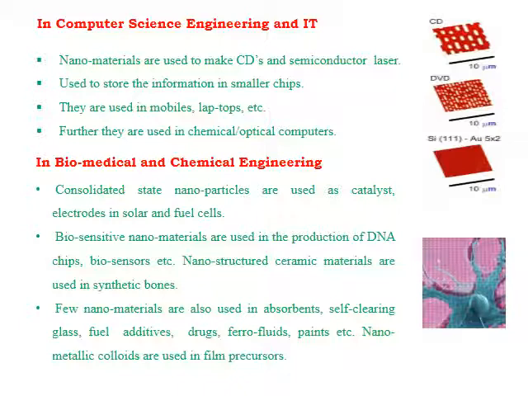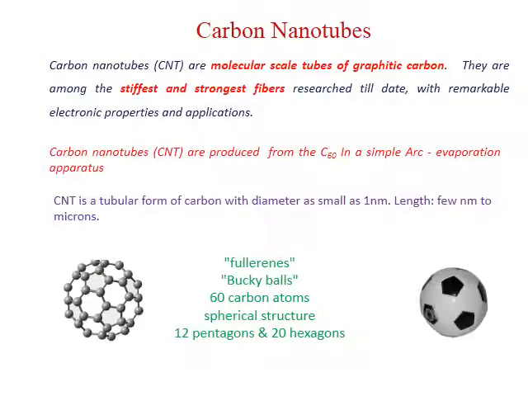Biosensitive nanomaterials are used in the production of DNA chips, biosensors, etc. Nanostructured ceramic materials are used in synthetic bones. A few nanomaterials are also used in absorbents, self-cleaning glass, fuel additives, drugs, ferrofluids, paints, and so on. We have discussed the general properties and applications of nanomaterials.